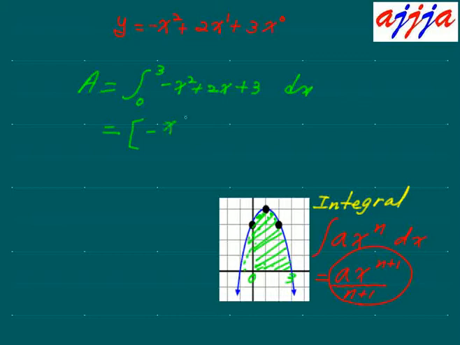Negative, then x to the third power, so increase by 1, so over 3. What about this one? Plus 2, then x, it was 1, now 2, divided by 2. What about the last one? 3, and x to the 0 power, right? Remember? Now, 3x, 0 power increases by 1, so that's first power, 1, then over 1. Oh, yeah. So that means simply, then 0 to 3.